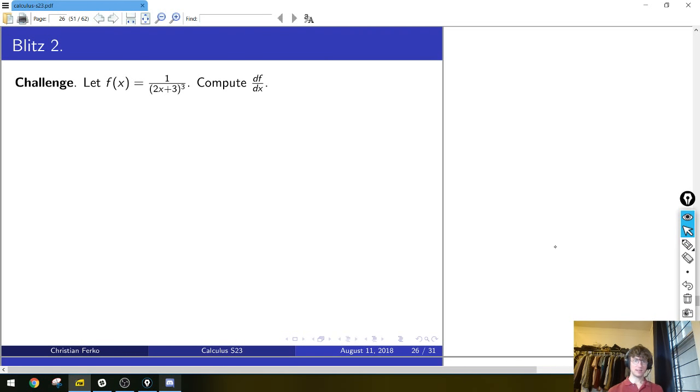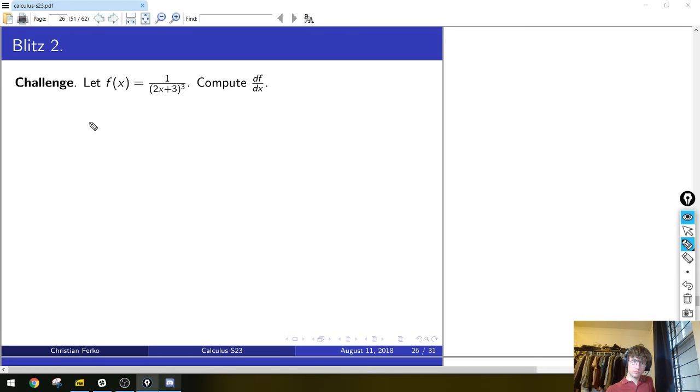Alright. 1 divided by the quantity 2x plus 3, all cubed. So I think we need the quotient rule, or possibly the power rule and the chain rule. You have your choice of ways to do this. I suggest using the power rule and chain rule, if you can see how to do it, because that way is much easier. So I'll ask you, how should we differentiate this?